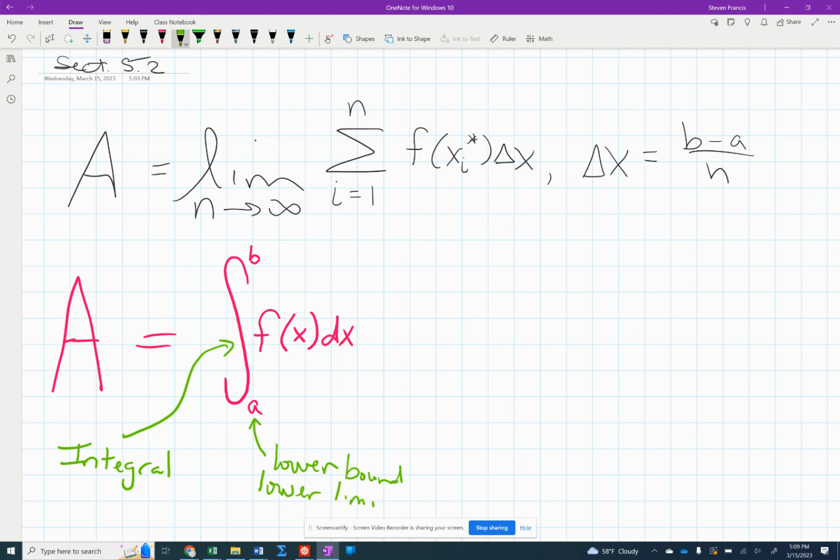And I'm going to write both of these things down here. Lower limit of integration. b is called the upper bound or upper limit of integration. And again, b is the right-hand endpoint. Excuse me for taking my time there.